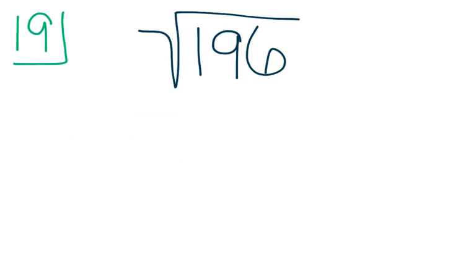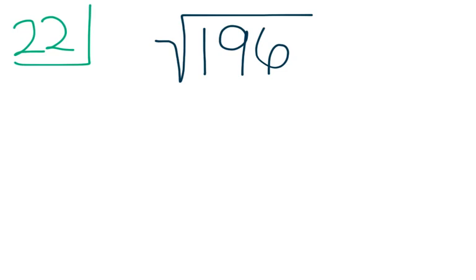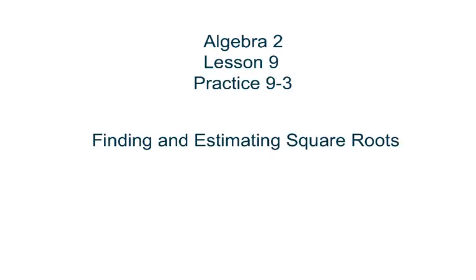Number 19, the square root of 196. And if you're not sure, you can always use a calculator. If you do it enough times, you'll eventually remember. And so a number squared that equals 196 is 14. So this is your answer, 14. 22. Oh, it's exactly the same. Okay, 14. That's the answer to number 22. And now you're done. That's it for practice 9-3.